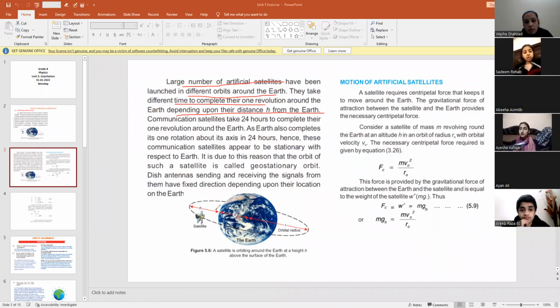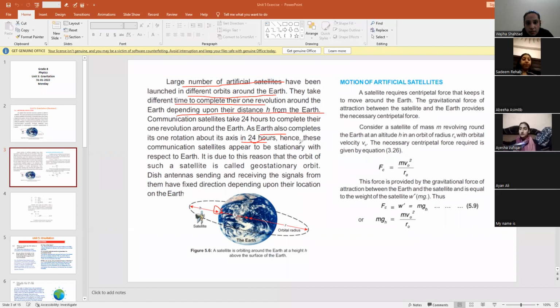But if a satellite is very close to the Earth, the distance is less, so it will complete its revolution in less time. Just as our Earth completes a rotation in 24 hours, a satellite very close to the Earth also completes its rotation in 24 hours. These satellites that are very close to the Earth appear stationary with respect to the Earth, and their orbit is known as the geostationary orbit, and the satellites are known as geostationary satellites.